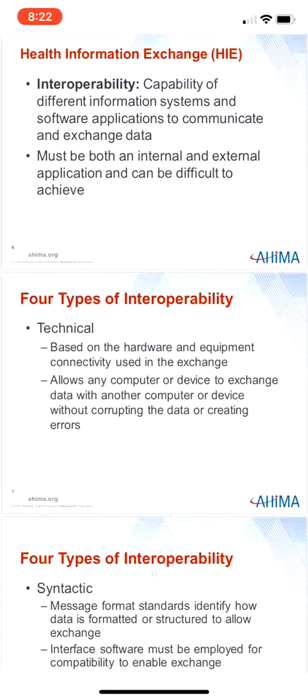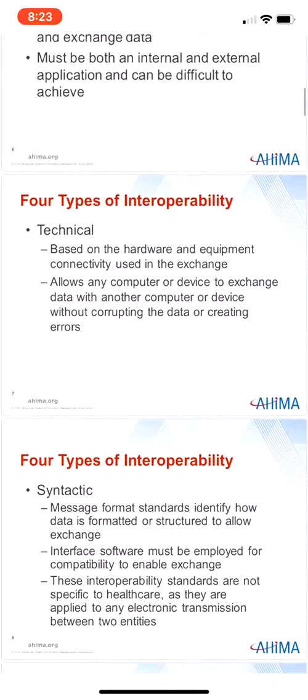So our first one is technical interoperability. This is based on the hardware and equipment connectivity used in the exchange, and this type of interoperability allows any computer or device to exchange data with another computer or device without corrupting the data or creating errors. Then we have syntactic.